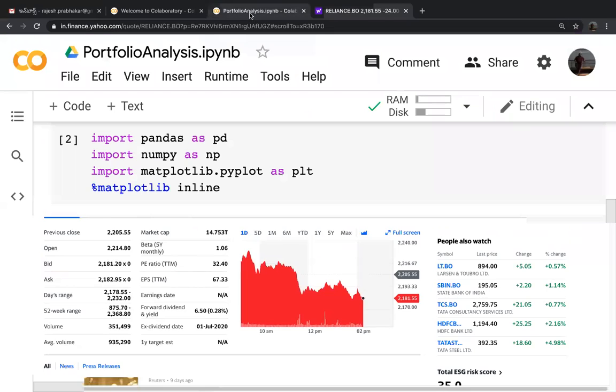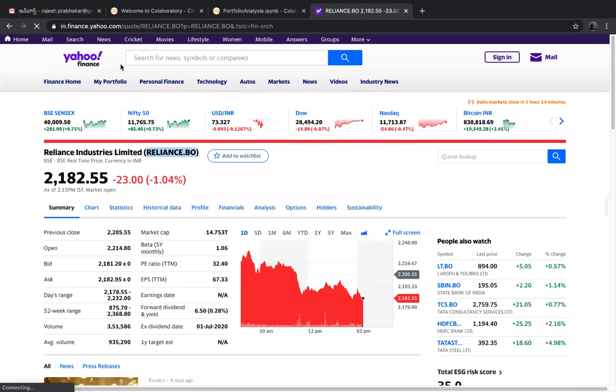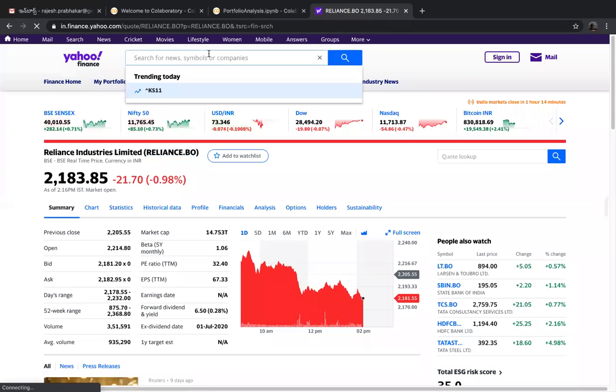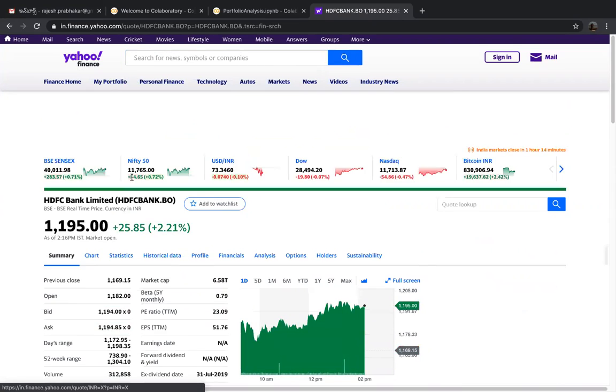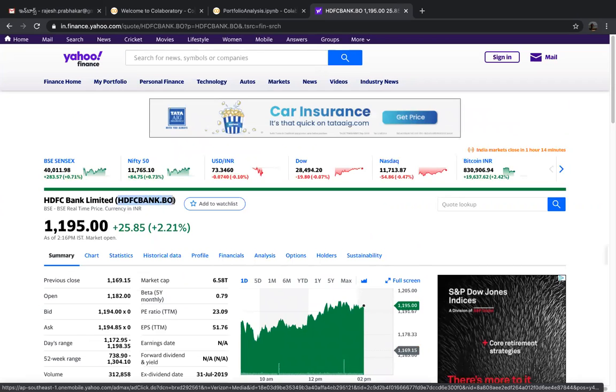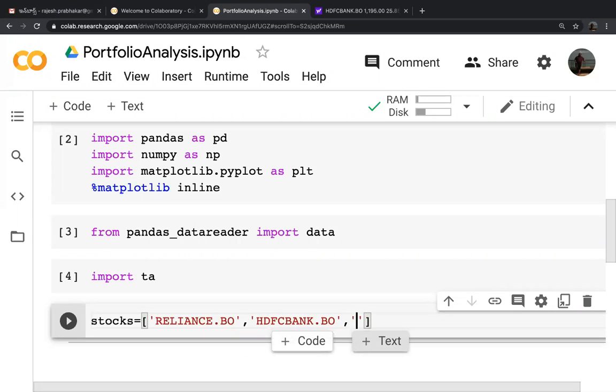So what I will do is create a list of stocks. Stock is equal to square bracket, single quote, first one RELIANCE.BO, comma, single quote. After Reliance, we will look for HDFC Bank Limited in Bombay Stock Exchange. So HDFCBANK.BO, the second one, comma, single quote.